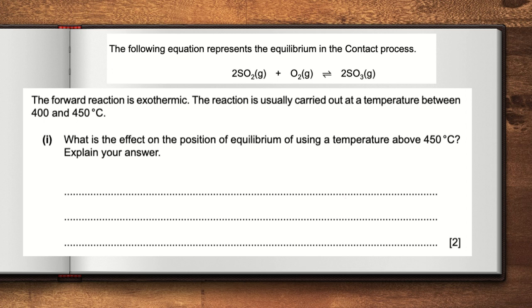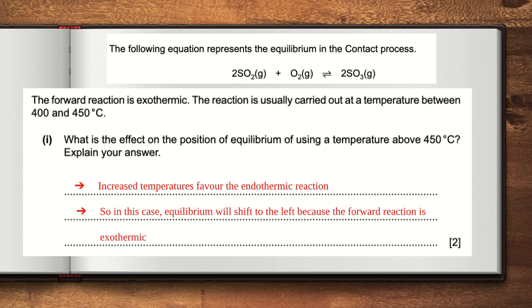Right, hopefully you paused the video and you came up with your own answer. What is the effect? What are you going to get your marks for? Because it's a 2-mark question, get into the habit of drawing 2 bullet points straight away so that you know you are writing enough points. Bullet point number 1, increased temperatures favor the endothermic reaction. That's the key fact you need to remember. Point number 2 that you get a mark for: equilibrium will shift to the left, because the forward reaction is exothermic, it told you up here. So an increased temperature is going to favor the endothermic, so you're going to get more reactants.